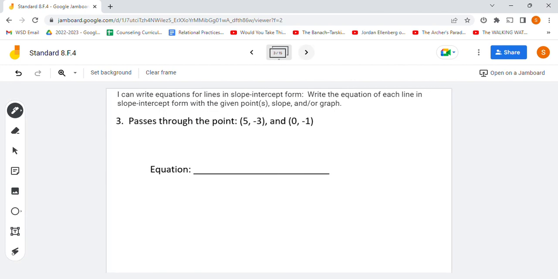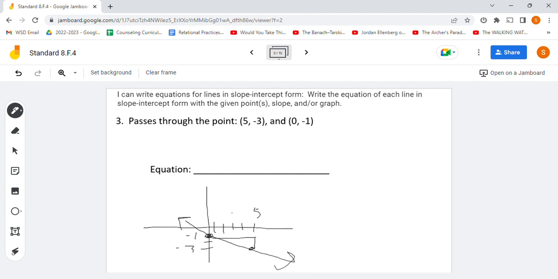Question number 3 gives us a couple of points. We don't have a graph. So if you like to use the graph, that's fine. If you can do it otherwise, that's great too. But our first point is 1, 2, 3, 4, 5, -3. So at (5, -3), we have our first point. And then (0, -1) would be right there. So we've got this line here sloping downwards, and we're going to the right and down.